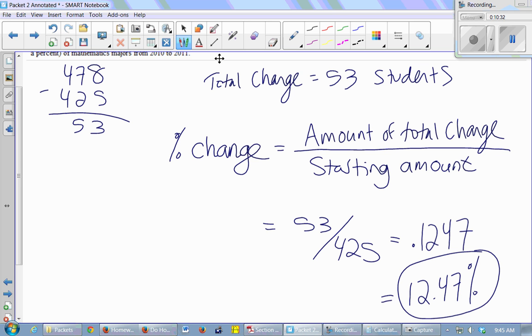Yep, they're using symbols to represent the amount of change. Y minus X is the amount of change, and X is your starting amount. Yeah, so that's good.